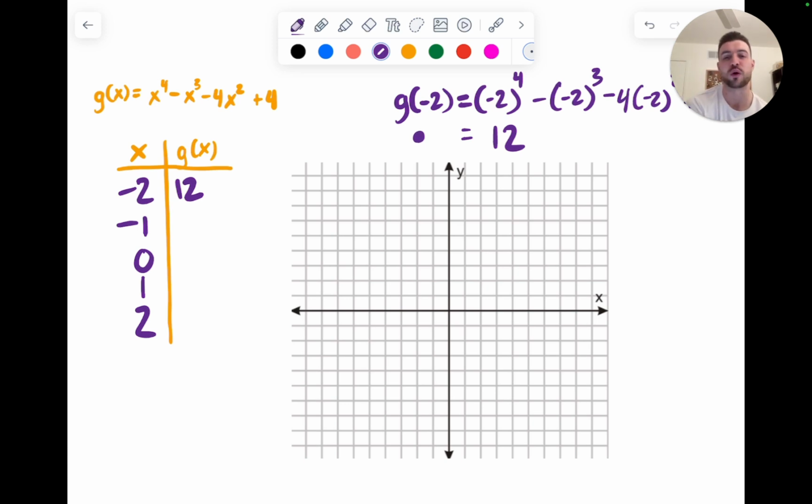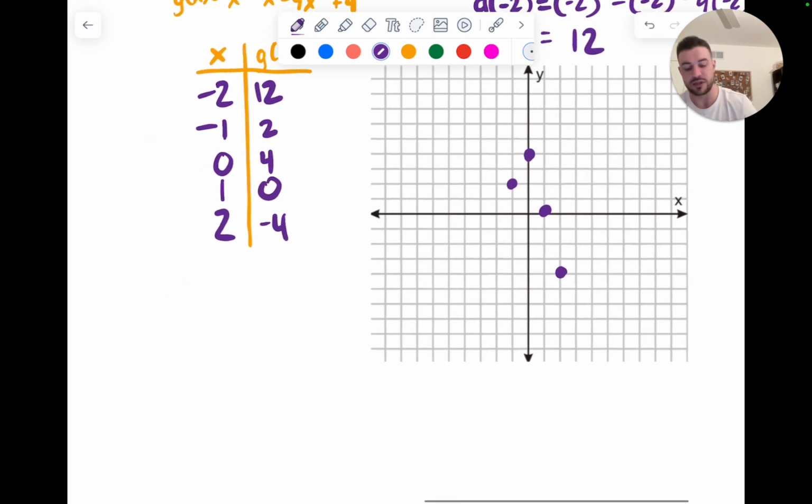So not the greatest point for us to use, but we should get some better values when we plug in -1, 0, 1, and 2. So when I do that, I get out 2, 4, 0, and -4, which I can go ahead and plot. So -1, 2, we have 0, 4, 1, 0, and then 2, -4, which is right there. All right, so before we connect these points here, why don't we do the end behavior?